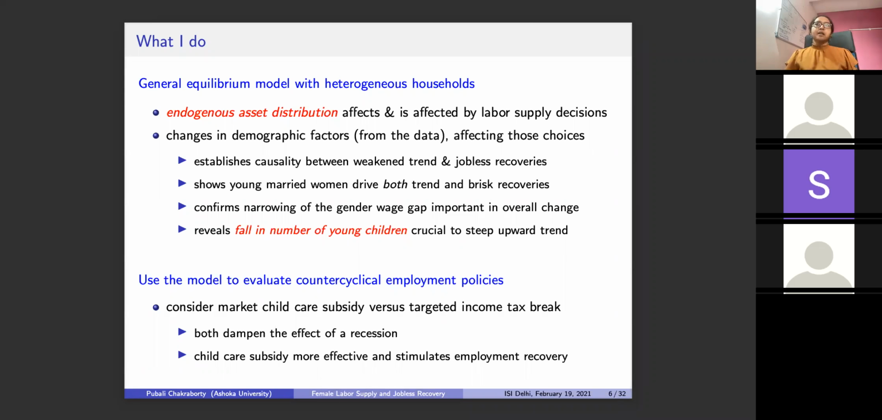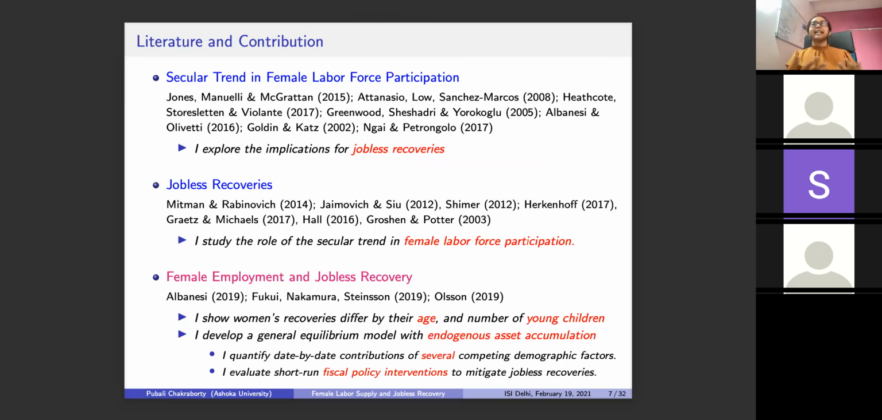And in terms of where this paper lies in the literature, it caters to two broad strands of the literature. One is the secular trend in female labor force participation, the different reasons that have contributed to that. And the other is explaining the emergence of these jobless recoveries in the last few recessions in the US. My paper lies at the intersection of these two and is closely related to these three other papers, which also talk about the relationship between these two phenomena.